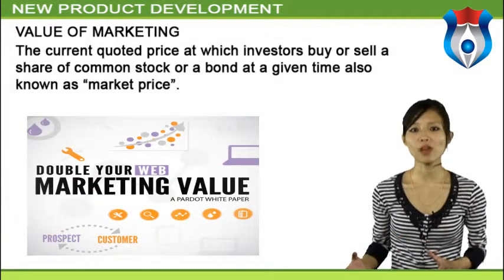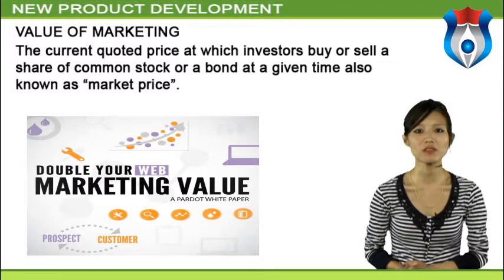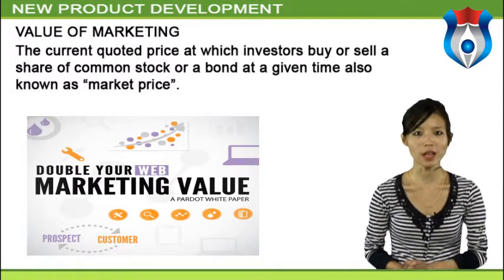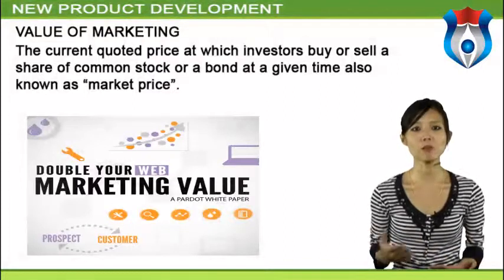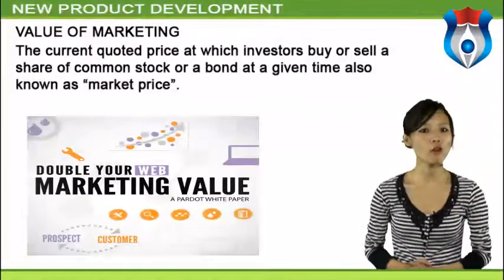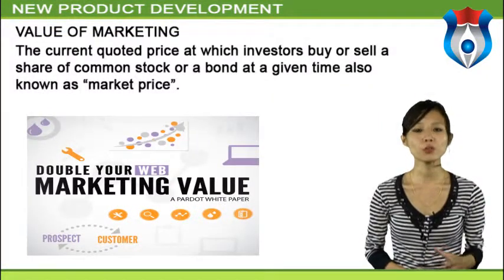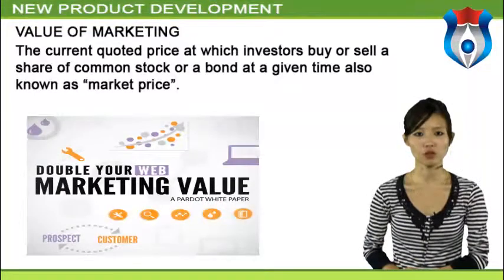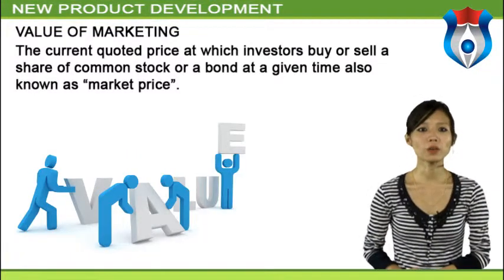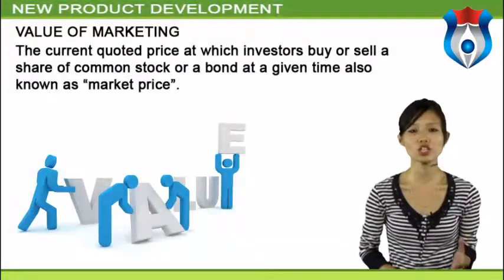The current quoted price at which investors buy or sell a share of common stock or a bond at a given time, also known as market price, is the market capitalization plus the market value of debt. In the context of securities, market value is often different from book value because the market takes into account future growth potential. Market value is a price at which an asset would deal in a competitive auction setting.